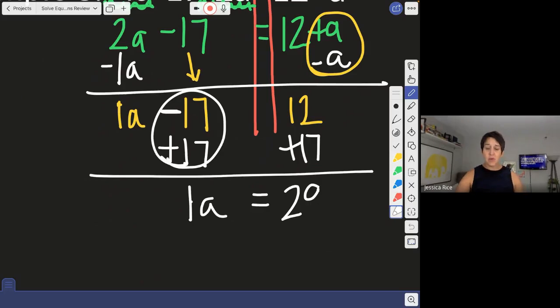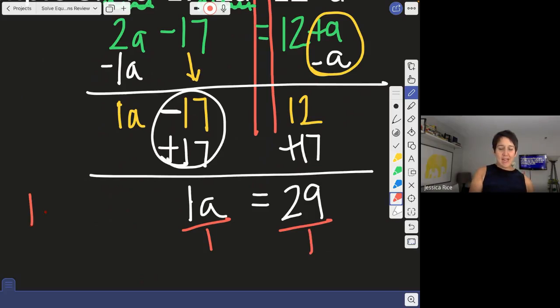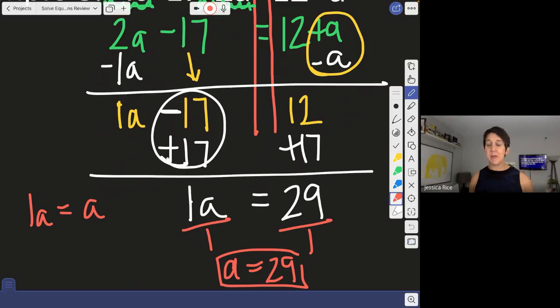Now, because I wrote the 1a, you might be thinking, hey, now I need to divide by 1 to make the 1 go away. But remember, 1a is the same thing as just a. I just wrote 1 just so you could see my thinking, but you don't need to write the 1. In fact, we know 29 divided by 1 will just be 29. So the answer is 29. You could have been done on the previous step, but that works too if you want to be consistent.